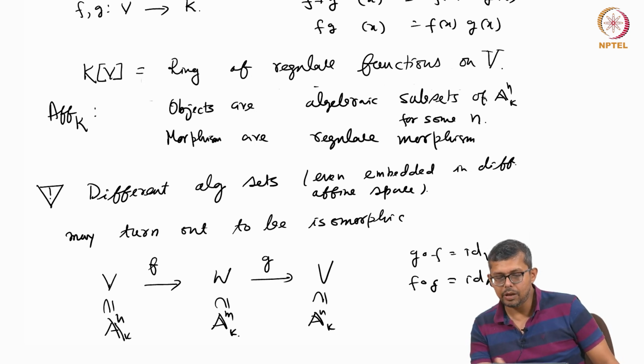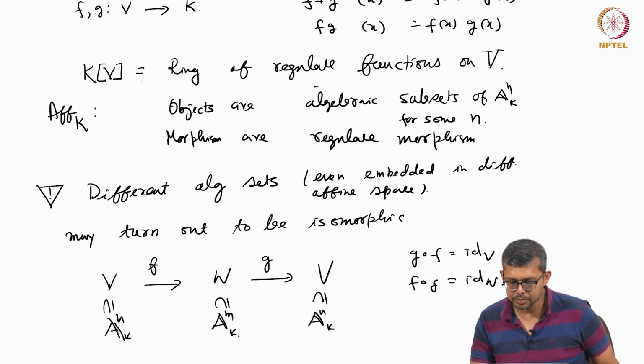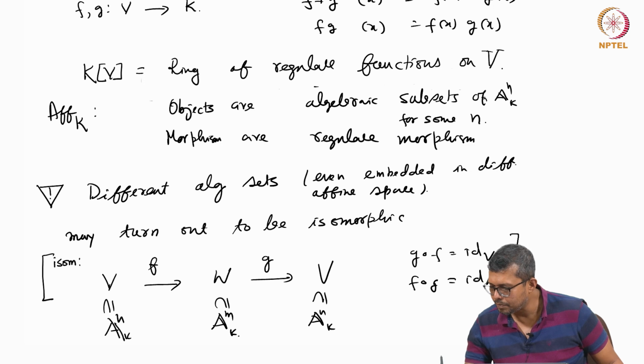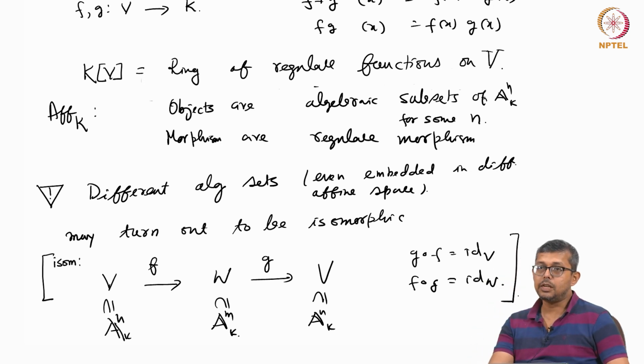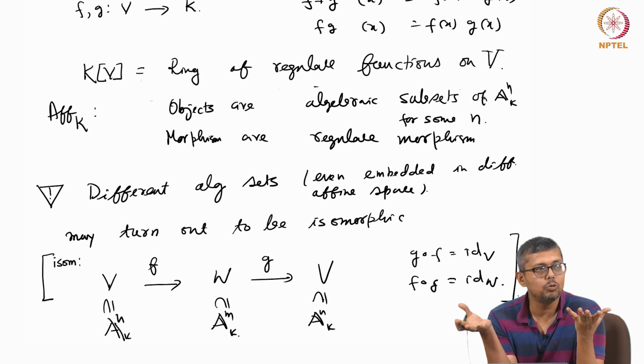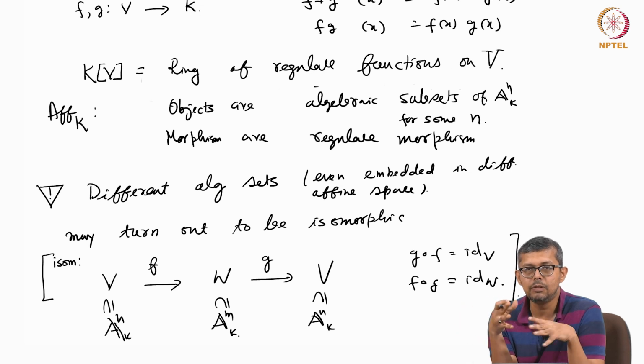If F and G both are regular, all in the category of algebraic sets, then you say this is an isomorphism. That is the definition. So this says that you can have two algebraic sets that look very different, embedded in two different affine spaces, but they may be isomorphic. If they are isomorphic, you do not want to differentiate them.